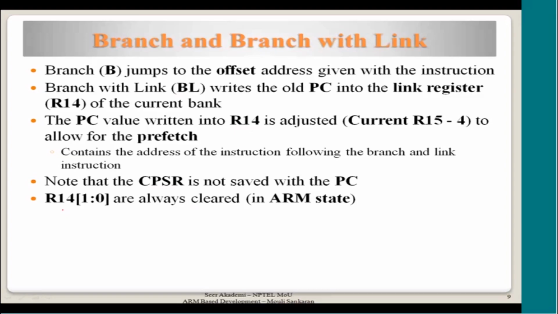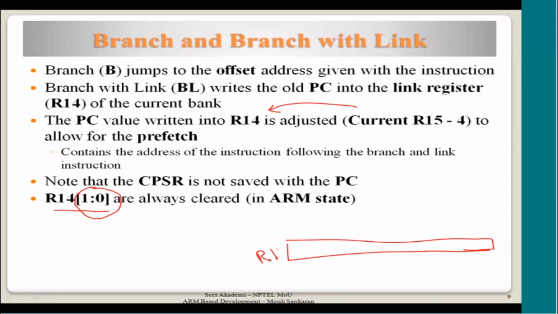Now, inside R14, after this address is saved, consider bits 1 and 0. R14 is a 32-bit register, so it has bits 0 to 31. What are bits 0 and 1? They are the lower 2 bits of the address. Which address? The program address, the code address. Now the code address changes in 4-byte steps. It is always 4-byte aligned, and it gets incremented by 4 always.